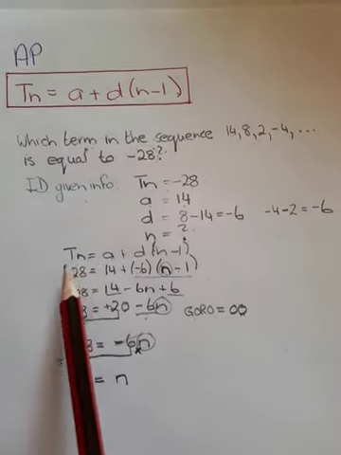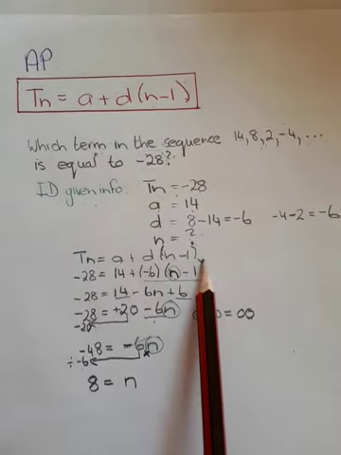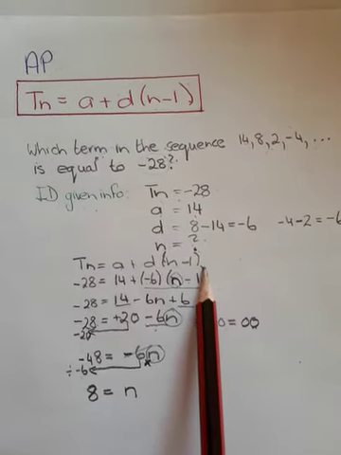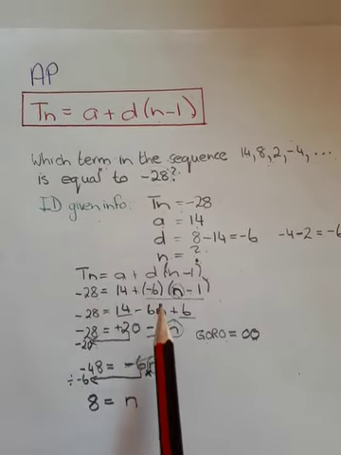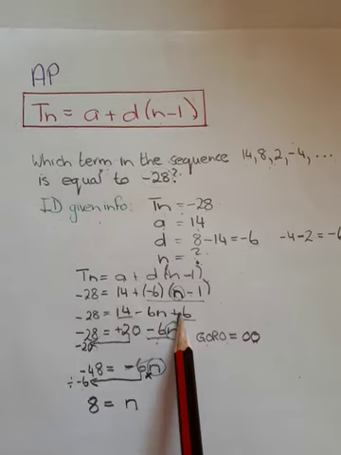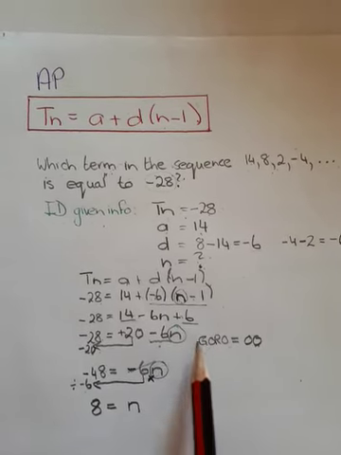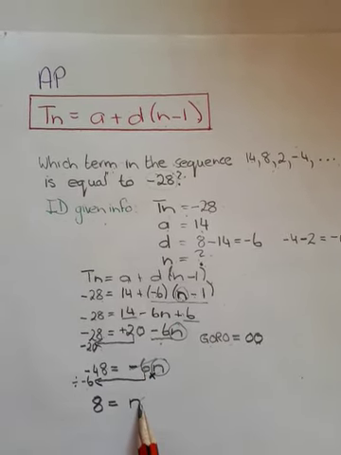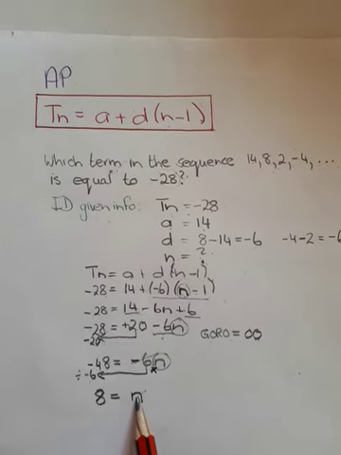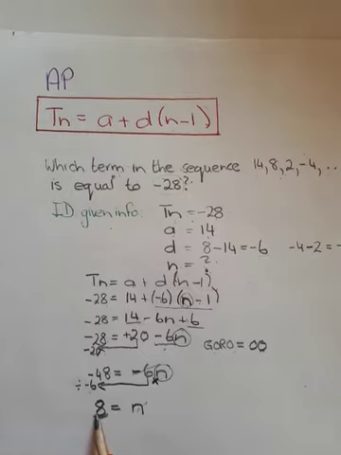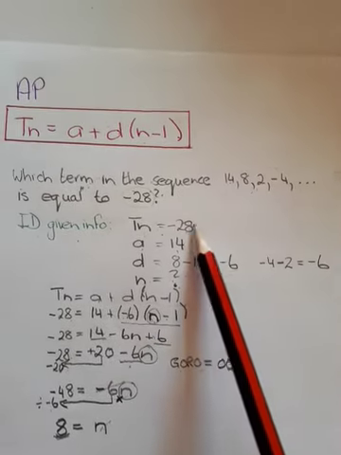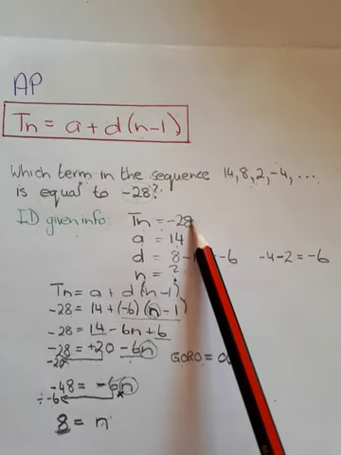Then you start with your standard formula for arithmetic progressions or sequences. You substitute the values at the right place. You then simply calculate, using the golden rule, until you find a value for n. And this n gives you the position. So at the 8th position, we would find the number negative 28.